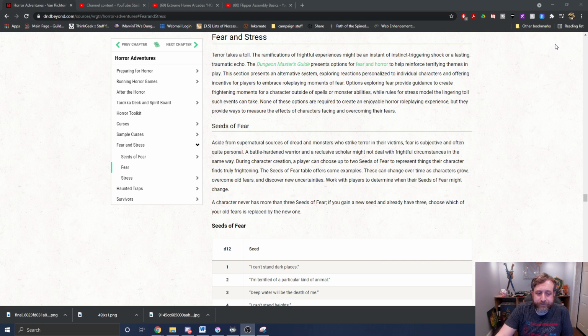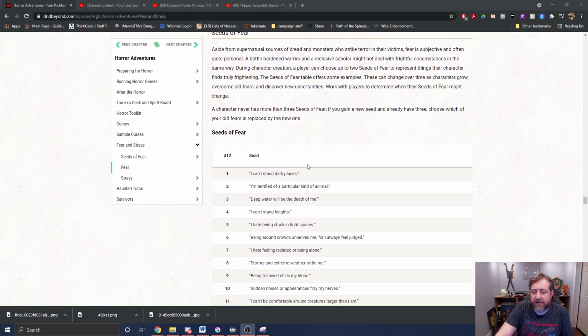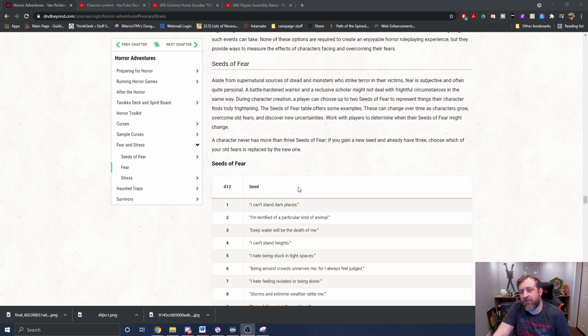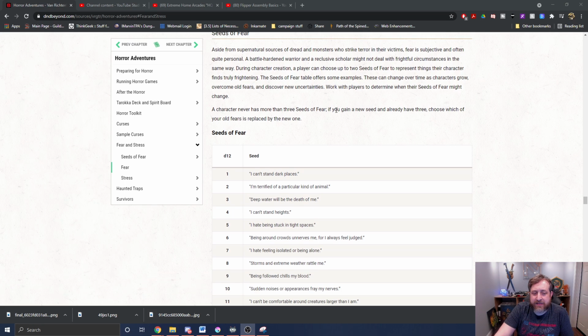terror, right? So it instills this concept of seeds of fear, and the closest thing you could relate a seed of fear to would be a phobia. That's basically what it is, some sort of triggering instance that generates fear within your character, right? So aside from supernatural sources, fear is subjective and personal, which is true, right? The seeds of fear table offers some examples. These can change over time as characters grow.